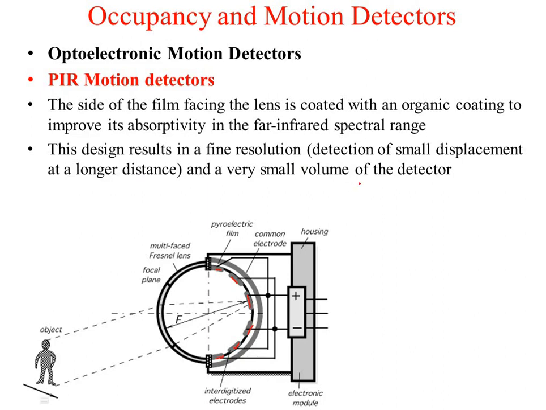So this is how you have a film facing a lens, coated with an organic coating, which improves the absorptivity in the infrared spectral range. Focusing will be there, and that focusing will be detected and taken out as a 3 lead terminal. The electrodes will be taken plus and minus, and these are the terminals. Between these two terminals you will get the voltage, and that voltage will be proportional to the object movement.